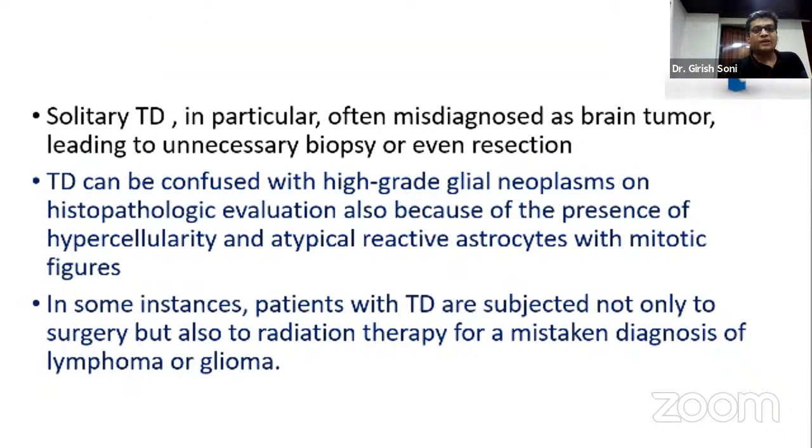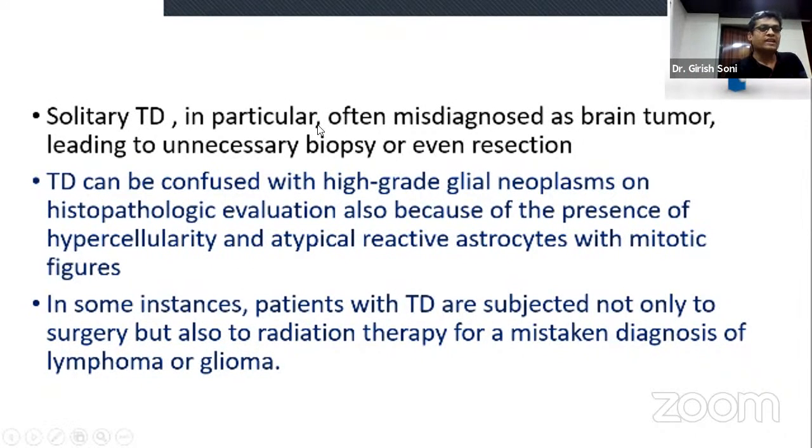Many times they are misdiagnosed as a brain tumor, leading to unnecessary biopsy or resection. Even after resection, they can mimic a neoplasm on histology because they also show hypercellularity, atypical astrocytes, mitotic figures. In some instances, these patients after surgery undergo radiation therapy also, with a misdiagnosis of glioma or lymphoma.